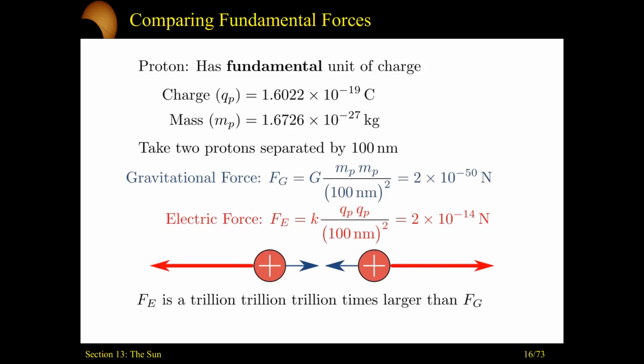Now let's switch over to the electric calculation. The electric force will be repulsive. We'll see the arrows trying to push these things away. Plug it in the formula. Coulomb's constant, proton charge, same distance, 100 nanometers, square that up, and we'll get this result.